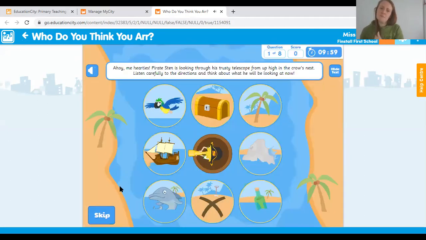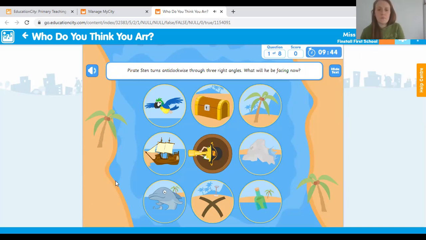Ahoy, me hearties! Pirate Stan is looking through his trusty telescope from up high in the crow's nest. Listen carefully to the directions and think about what he will be looking at now. Pirate Stan turns anti-clockwise through 3 right angles. Okay. What will he be facing now?